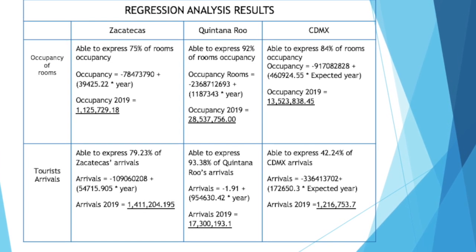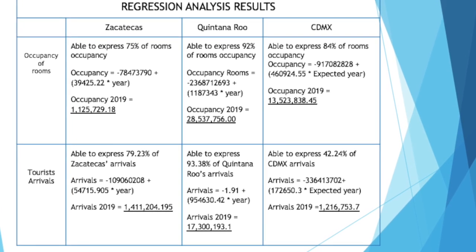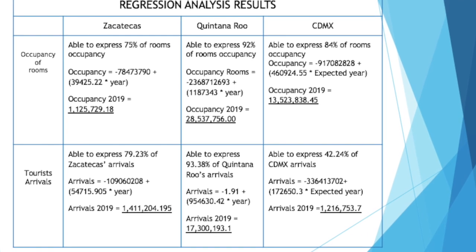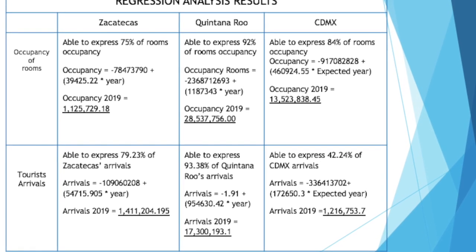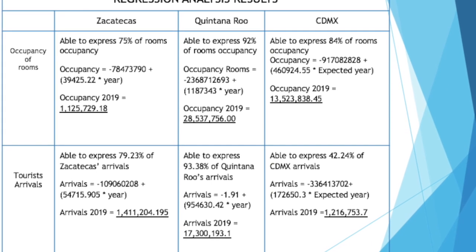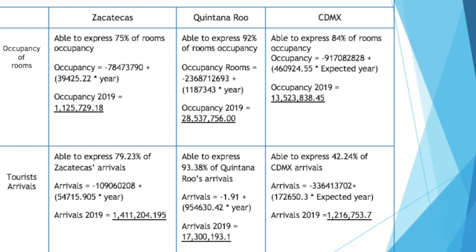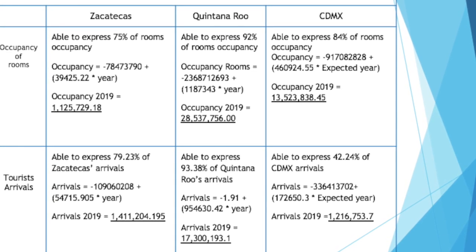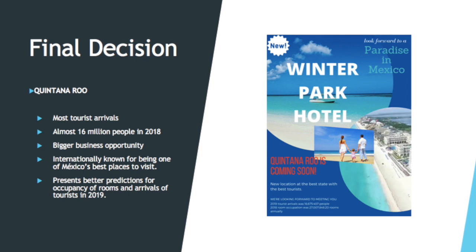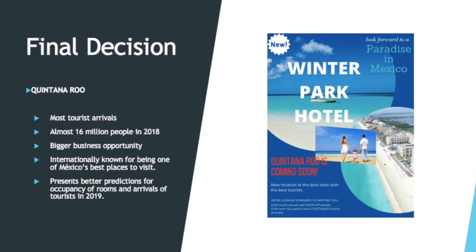We found out that the lowest R-square of rooms occupancy was from Zacatecas and of tourist arrivals from Mexico City. The best R-square was from Quintana Roo with 92% for the occupancy of rooms and 93% for the tourist arrivals, which means that both are very high results. Our final decision is that the best state for the hotel's new location is Quintana Roo.